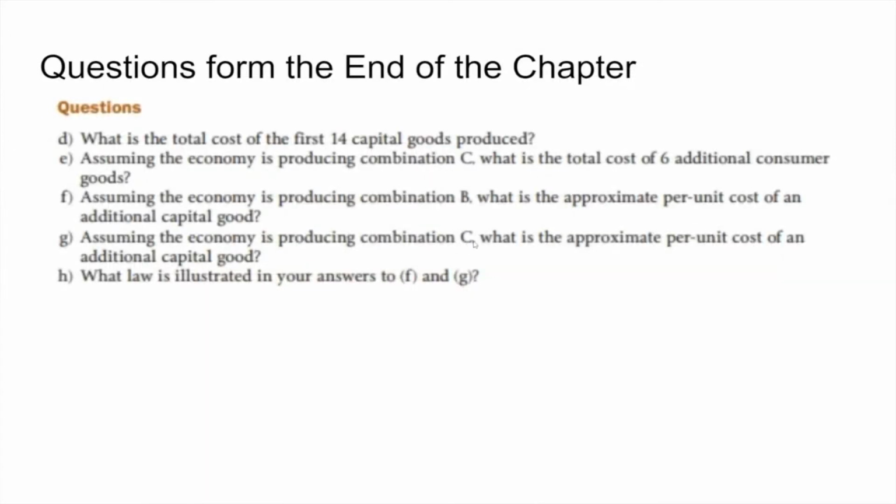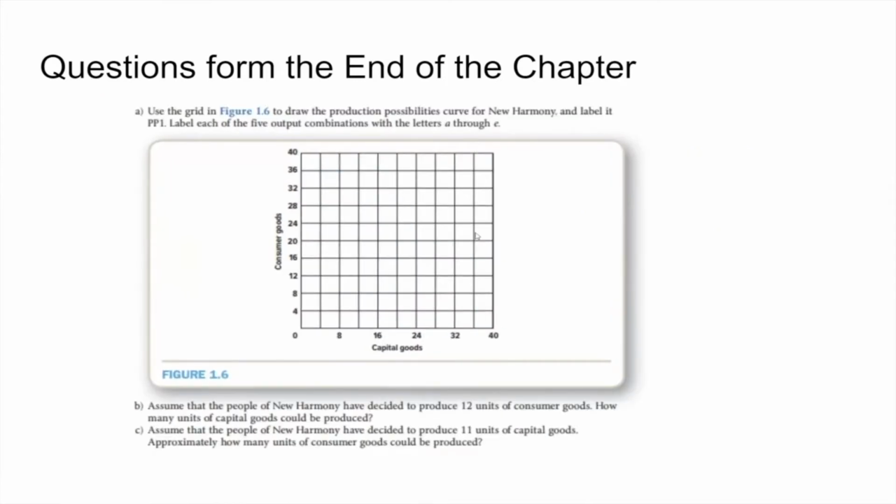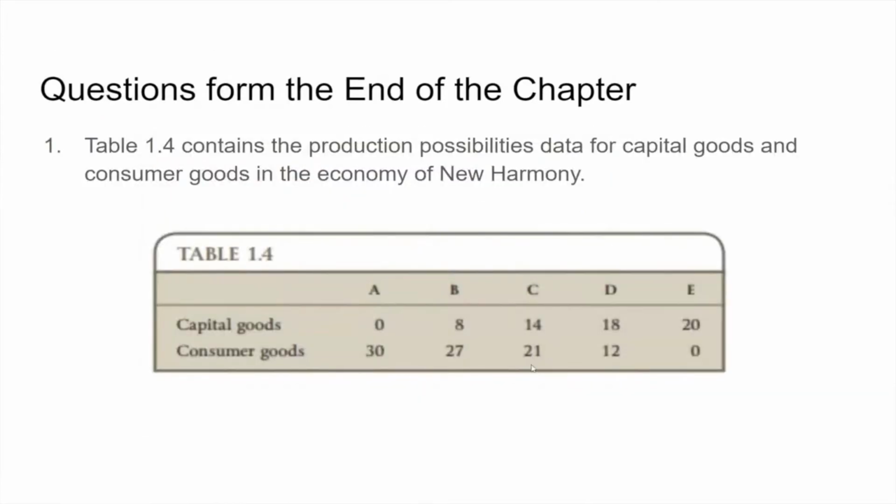Next question. It says, assuming the economy is producing at combination C, what is the approximate per unit cost of an additional capital good? So we got to go look at combination C now. Okay, so here we're looking at combination C. And the question says, what is the approximate per unit cost of an additional capital good? Well, okay, so we want to potentially add a capital good. So we know from 14, we don't have 15, 16, 17, but we do have 18. So from 14 to 18, that's 4 additional units.